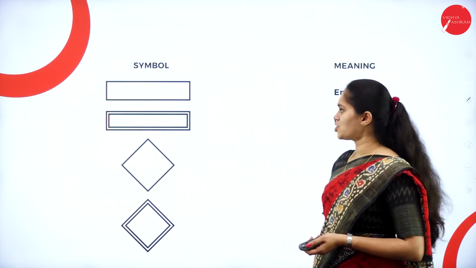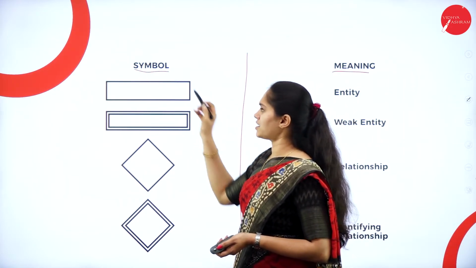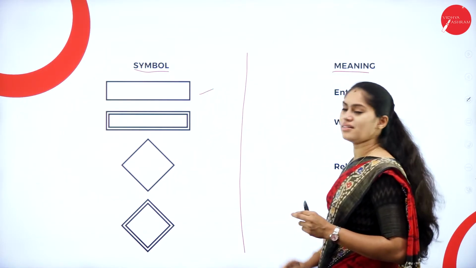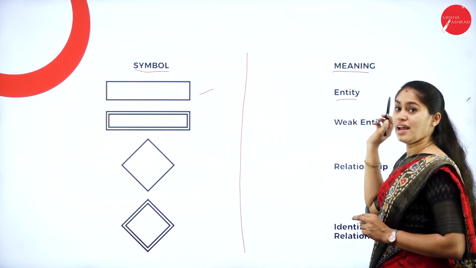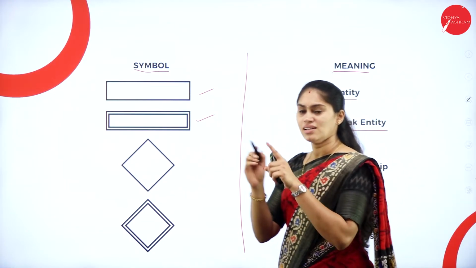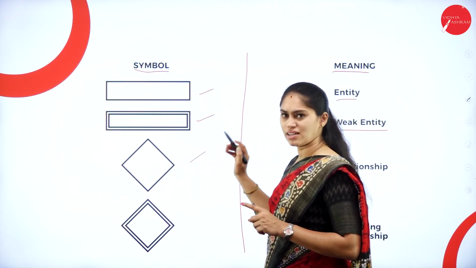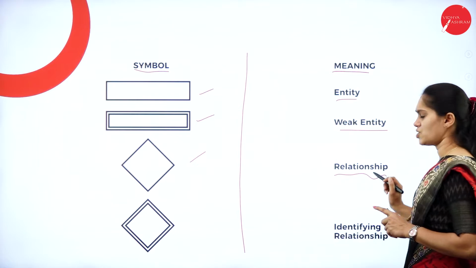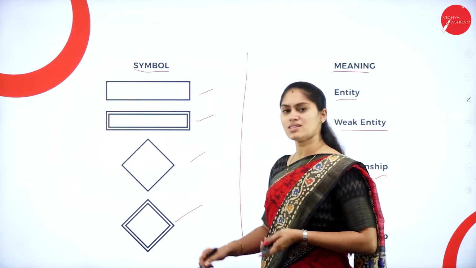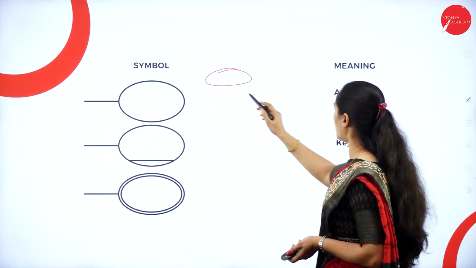So now we'll see about the shapes here. This side are the symbols and this side represents the meaning of each symbol. For example, if you want to represent an entity, it has to be a rectangular box, right? That represents the entity. We also have a weak entity, which is represented by a double rectangular box. Already we know about the diamond, that is the rhombus, which represents the relationship. Then to identify the relationship, we have the double diamond. And we also have this ellipse. That is what? Attribute.